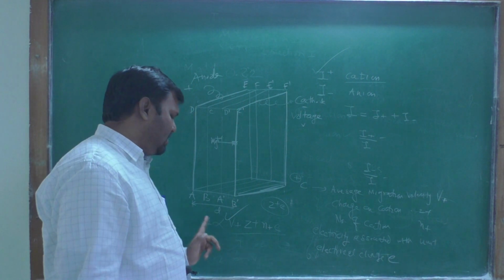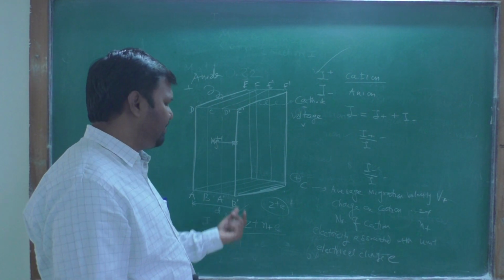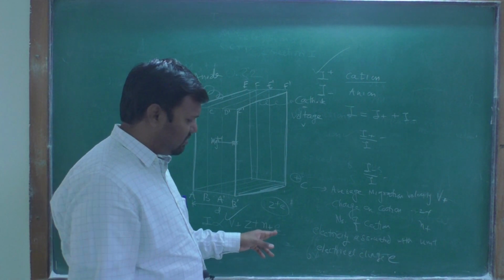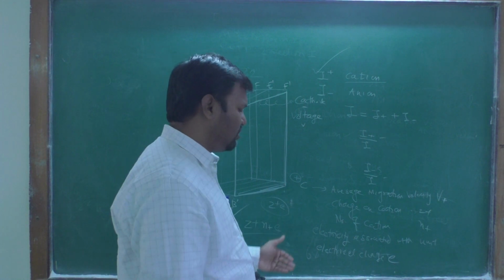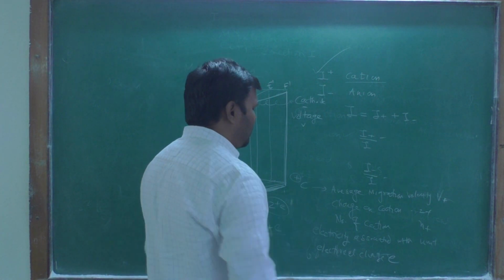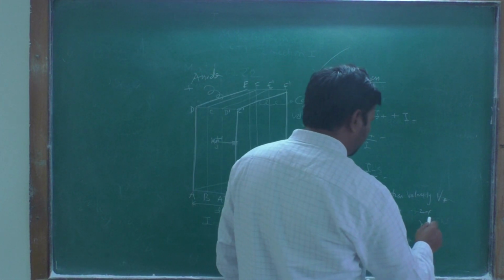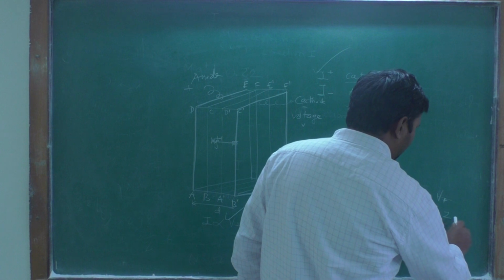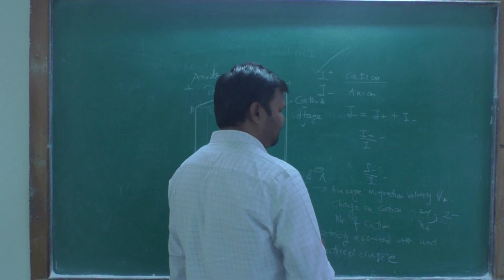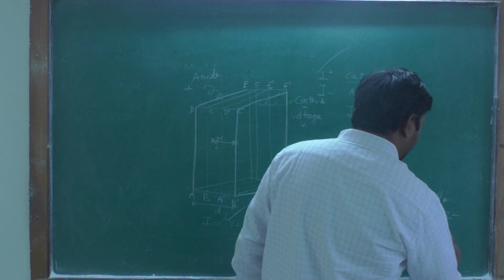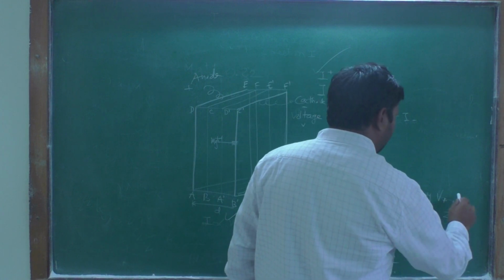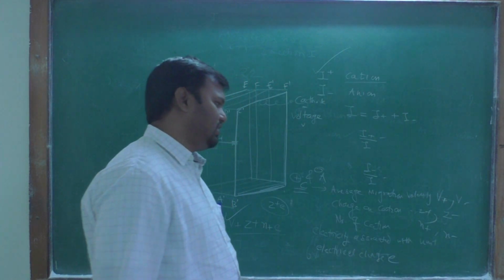Okay, therefore the current depends upon its velocity, charge, number of ions, and E, the electricity associated with unit electrical charge. This is all about the cations. For the anions, the charge is Z minus, the number of anions is N minus, and the velocity of the anion is V minus. Okay, the important things we have seen.